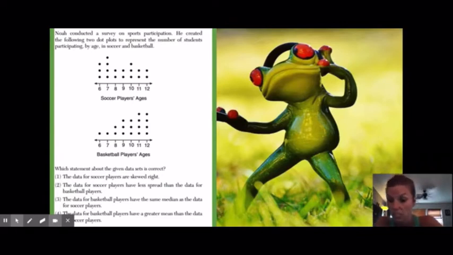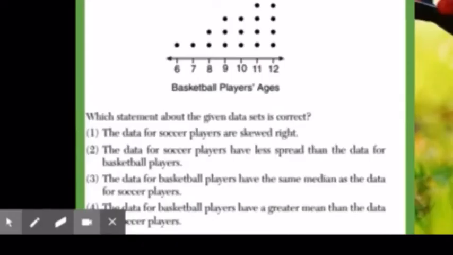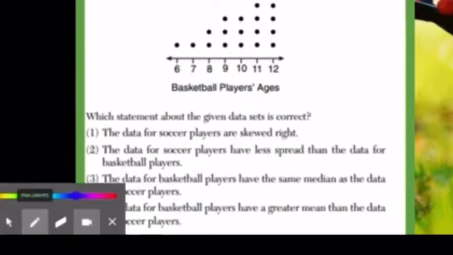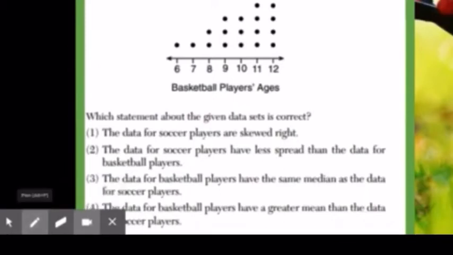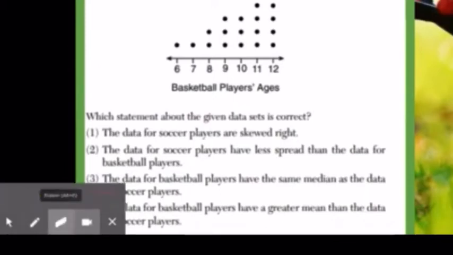Let's see. It says, which statement about the given data set is correct? So number one says the data for soccer players is skewed right. Is that data skewed right? It's slightly skewed right. Okay, that could be our answer, so we're not going to cross it off yet. Let's see the other choices.